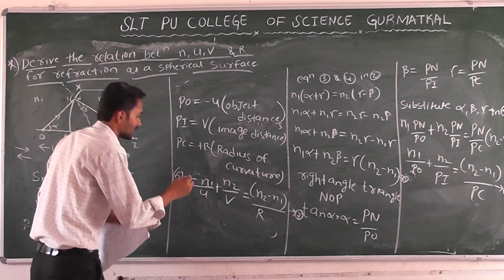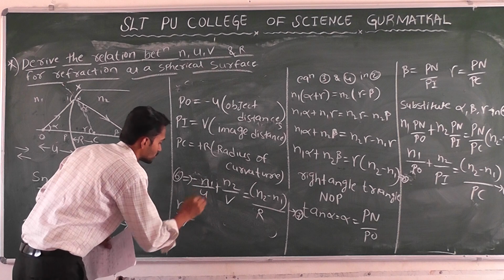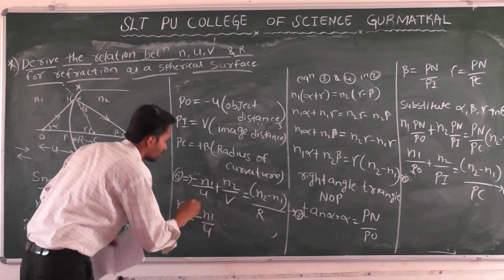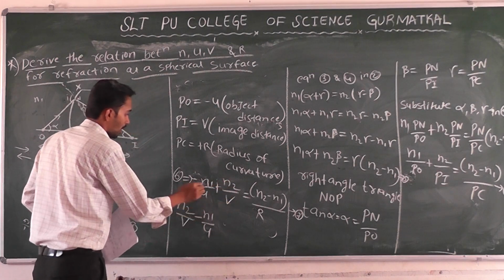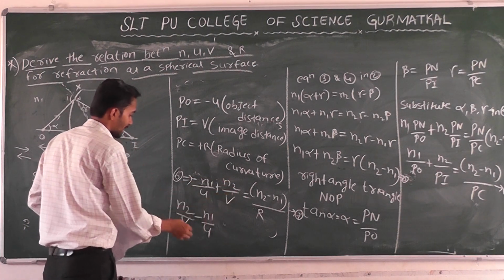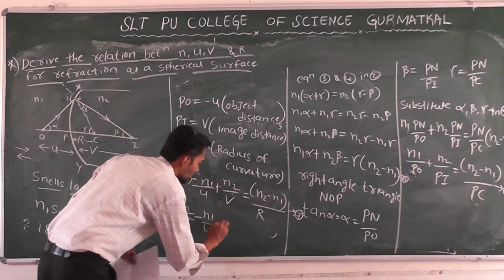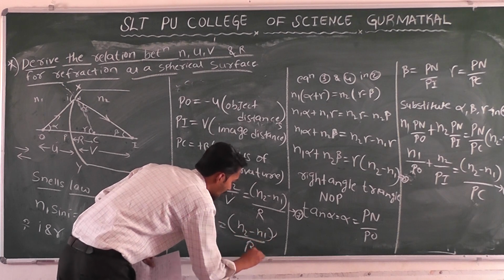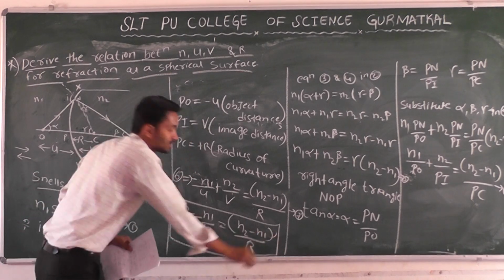How can we write this equation? We take this term to this side: n2 by V minus n1 by U. We are writing n2 by V minus n1 by U is equal to (n2 minus n1) by R. This is our final equation in this derivation.